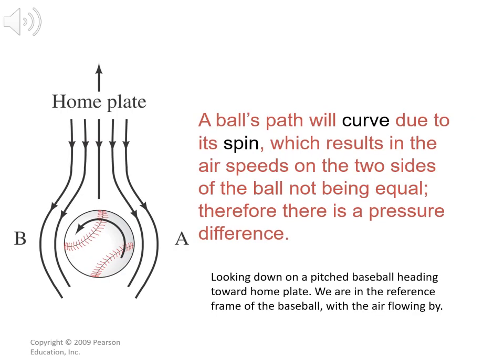Besides, a ball's path will curve due to its spin, which results in the air speeds on the two sides of the ball not being equal, therefore there is a pressure difference. This also uses Bernoulli's principle concept.